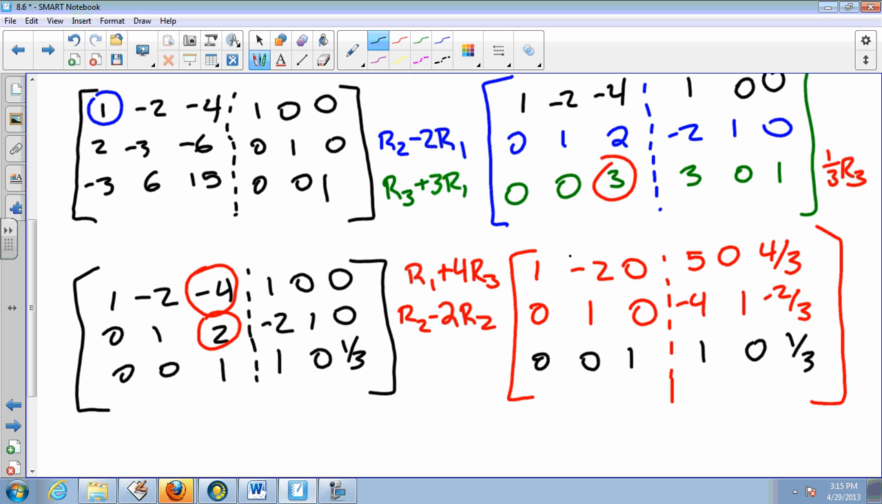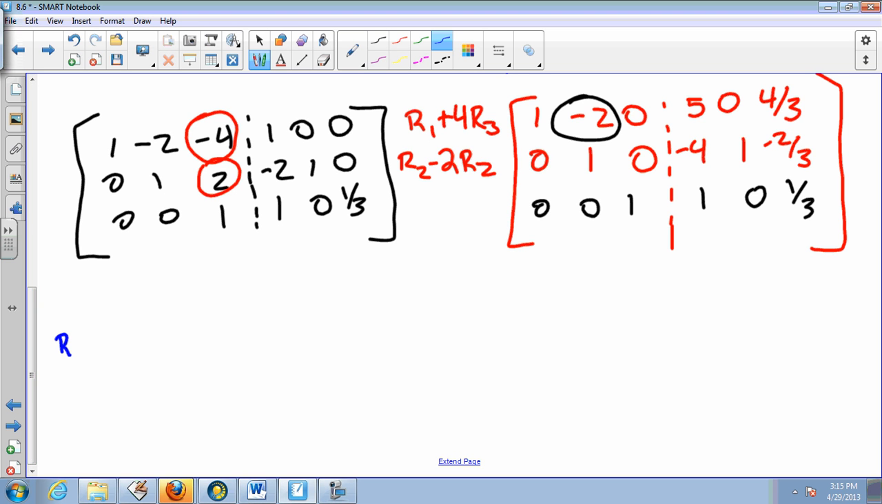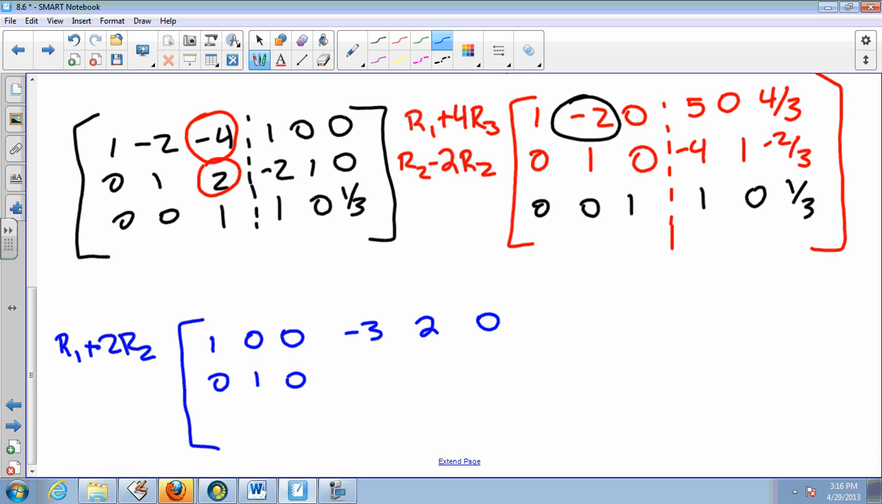Last thing we need to change is this -2. By using row 2, we can get rid of that. So we're going to get row 1 plus 2 row 2 to get our new and final row 1. 1, 0, 0. See, that's going to go to -3, 2, 0. And then everything else stays the same because we have our left side in reduced row echelon form.